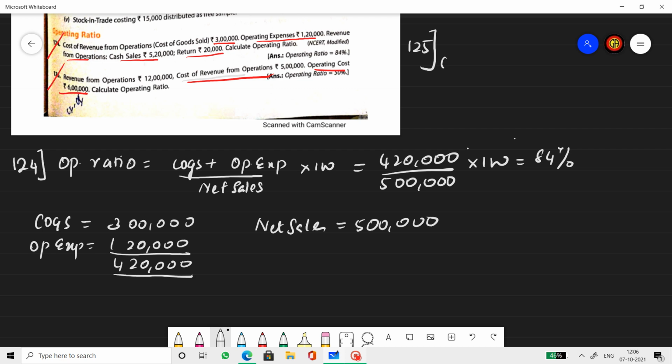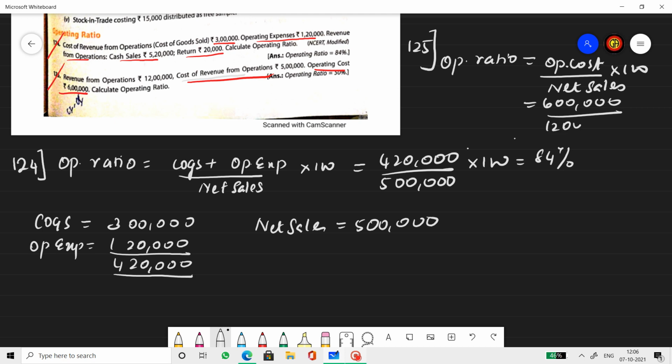So operating ratio equals, this time I'm going to write it as operating cost divided by net sales into 100. Please remember, operating cost is operating expenses plus cost of goods sold. So 6 lakh divided by net sales 12 lakhs into 100. So that works out to 50%. Okay. So the 124 and 125 is over.